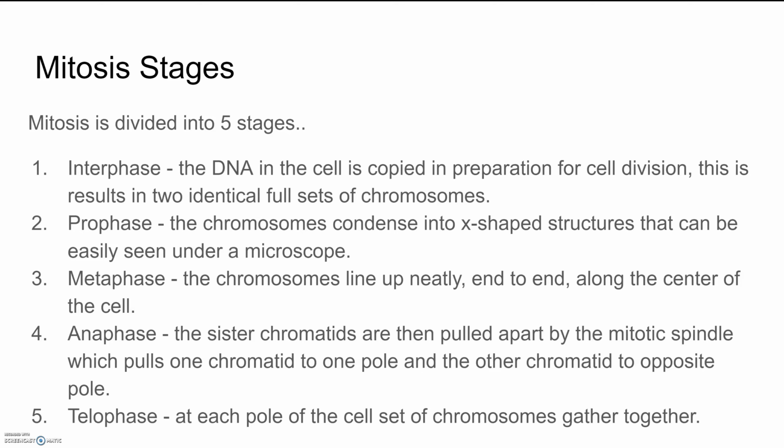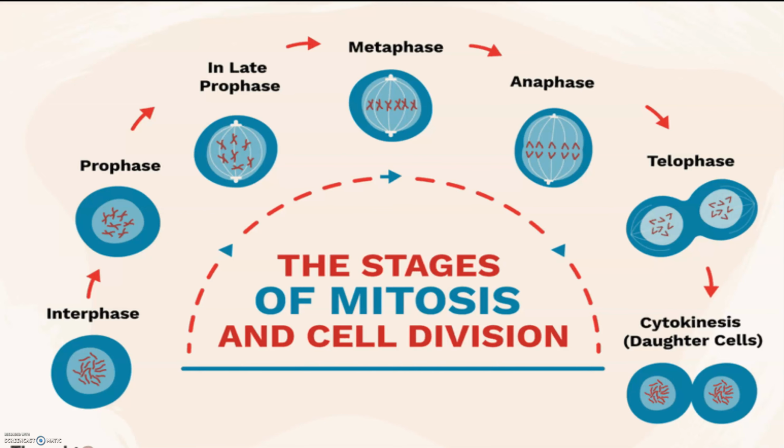Prophase is when the chromosomes condense into X-shaped structures that can be easily seen under a microscope. Number 3. Metaphase. The chromosomes line up neatly end to end along the center of the cell. And 4. Anaphase. The sister chromatids are then pulled apart by the mitotic spindle, which pulls one chromatid to one pole and the other chromatid to the opposite pole. Telophase, which is the last phase. At each pole of the cell, a set of chromosomes gathers together.